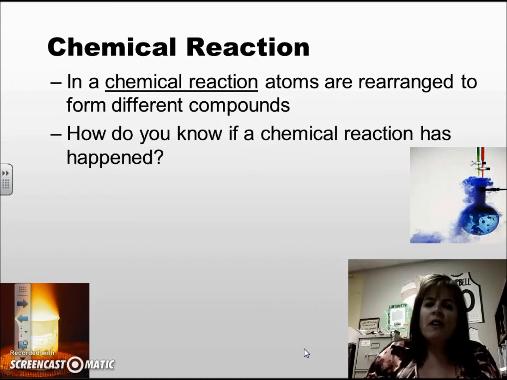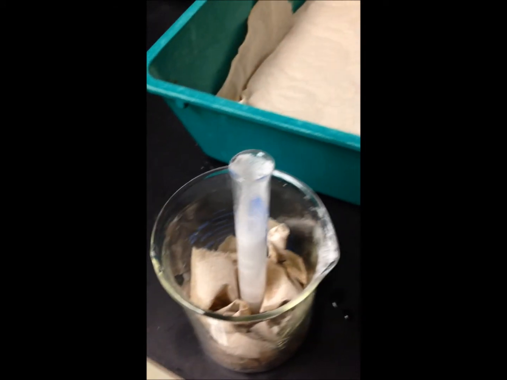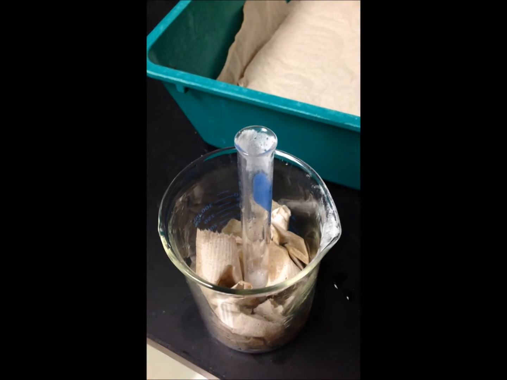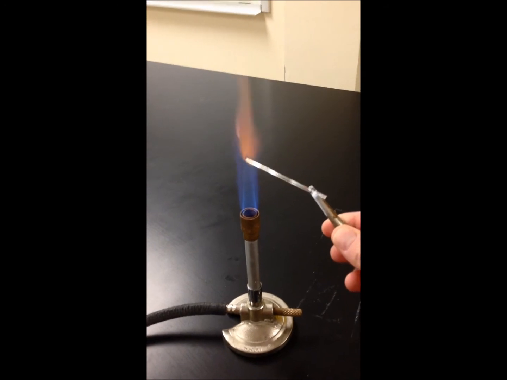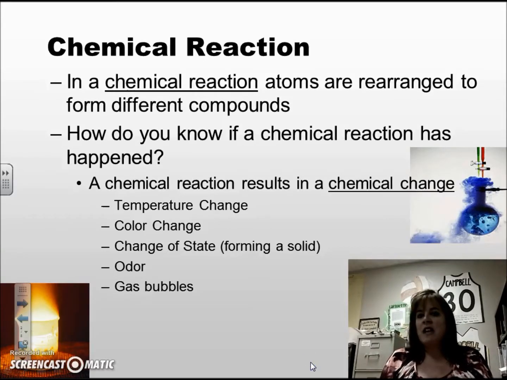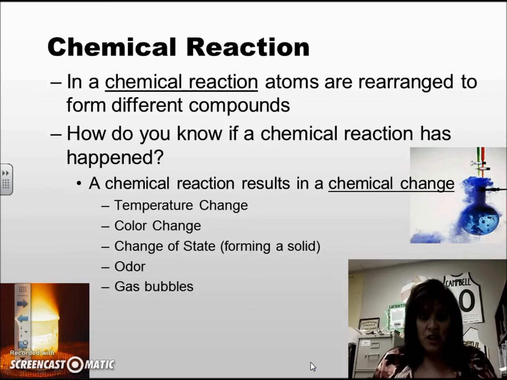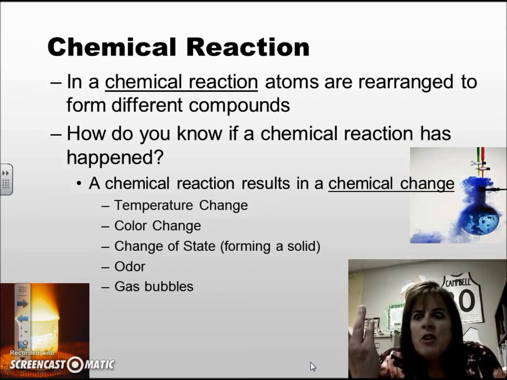Well, how do you know if a chemical reaction has happened? Well, one thing you may notice is fizzing, which is the formation of gas bubbles, or maybe it burns. So there are many ways to tell, because a chemical reaction is a chemical change. And maybe we get a temperature change like when we did the endo and exothermic lab. Maybe we get a color change like when we did that one lab with the copper and we put it over the Bunsen burner and it turned black.